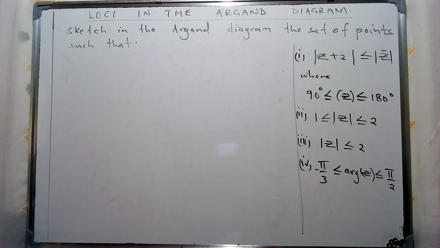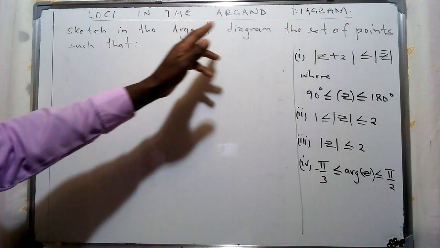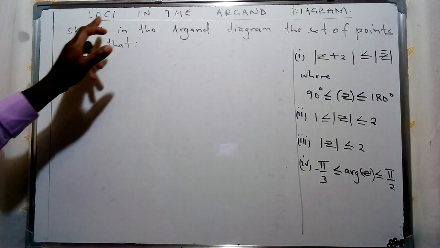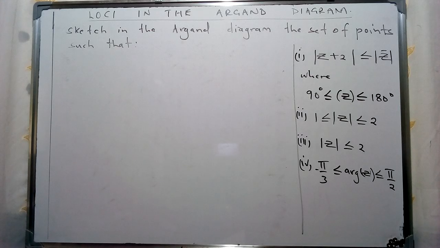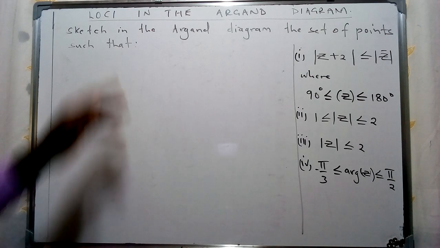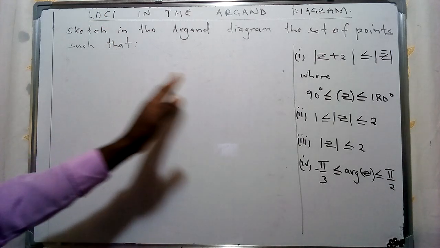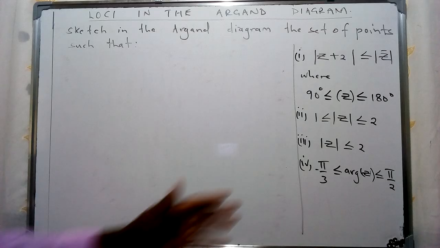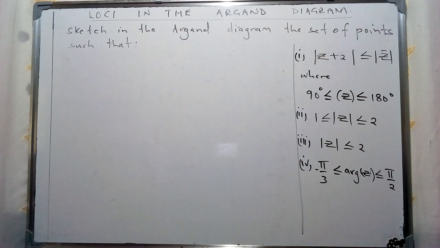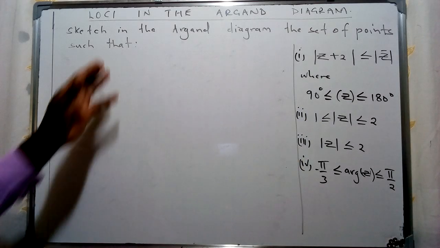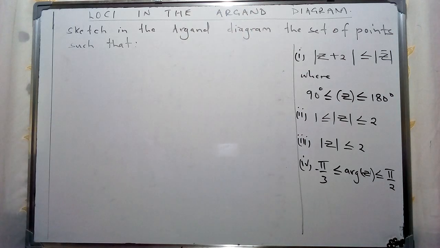I'm going to look at the concept of loci in the Argand diagram. We came across this term in our previous discussion on graphing different functions, and this is going to be one of the applications where we borrow from inequalities and equalities of equations and represent this specific phase of complex numbers in terms of the Argand diagram.